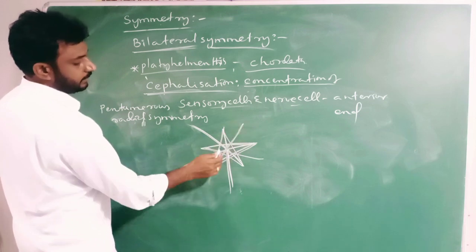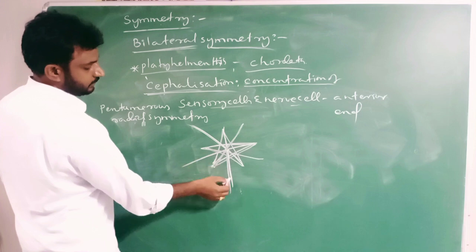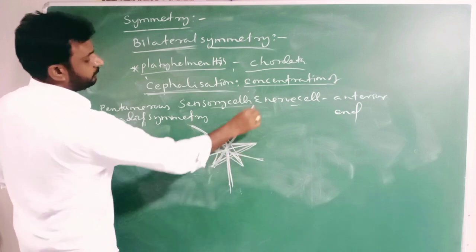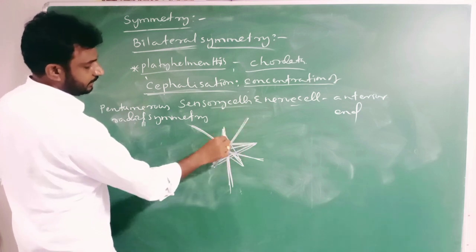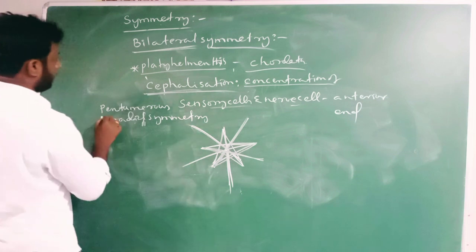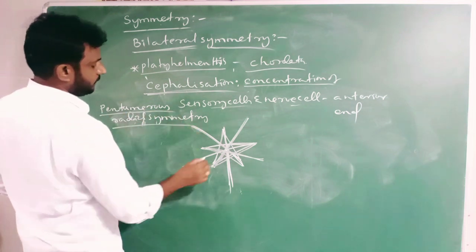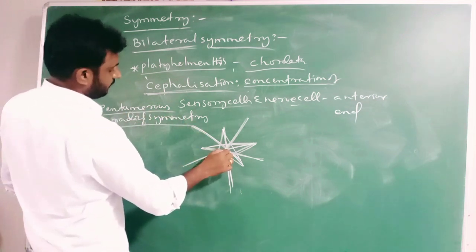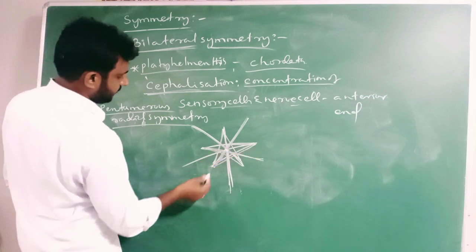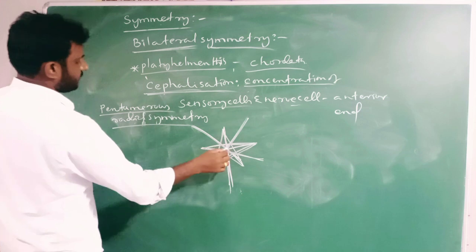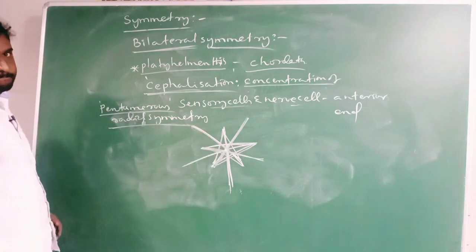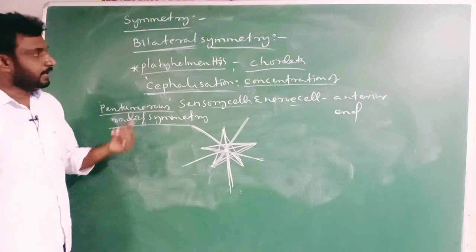The first plane can divide the animal into 2 identical parts. The second plane divides the animal into 2 parts. Third plane, fourth plane, fifth plane. So 5 planes can cut the animal into 2 identical halves, which is called pentamerous radial symmetry, shown by the adult echinoderms like starfishes. Larvae exhibit bilateral symmetry, but adult starfishes exhibit pentamerous radial symmetry.